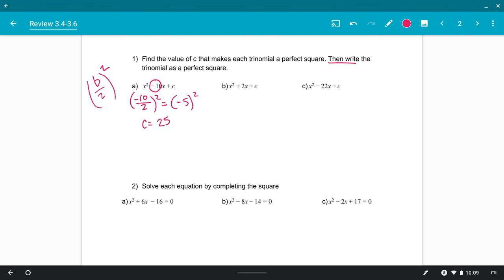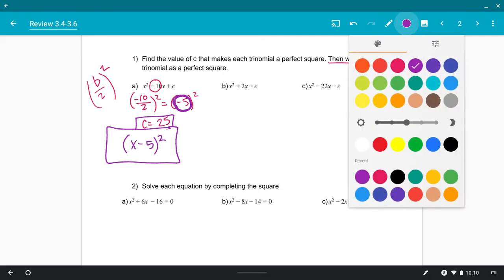And then it says, then write it as a perfect square. So what we're going to do is, if you remember from the videos, the shortcut is to just take this number, the number you cut it in half to get, and put it in there squared. We won't even set it equal to anything. Just go like this. So this is the c value, and this is it written as a perfect square.